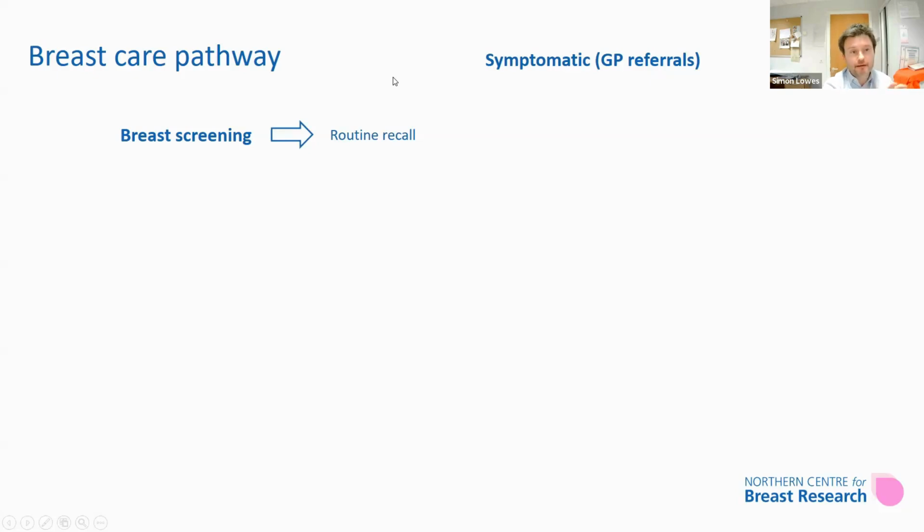One is if the mammograms are normal, then we assign the patient to routine recall, and that means they get a letter reassuring them that everything's normal and they'll be invited again in 3 years' time. The other option is that we find an abnormality on the mammograms and we recall the patient to a clinic for further assessment, and these are called assessment clinics.